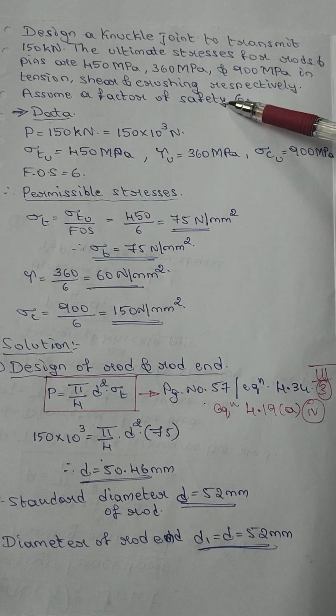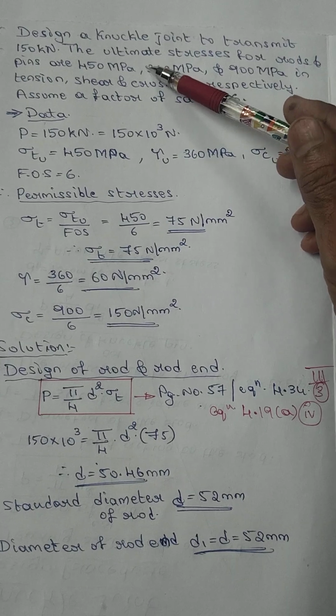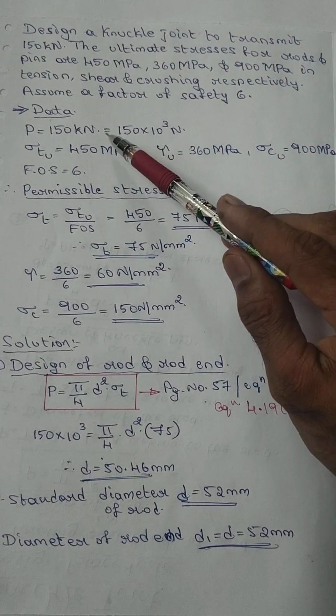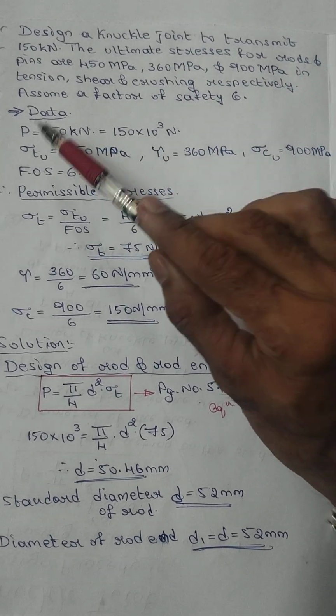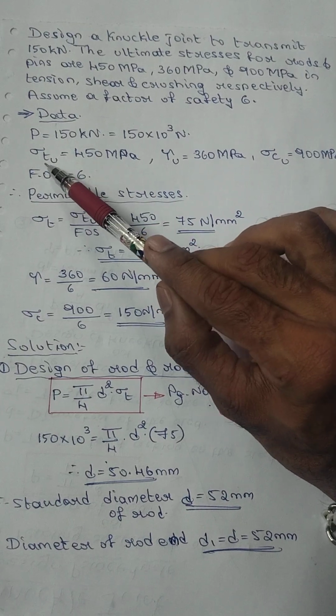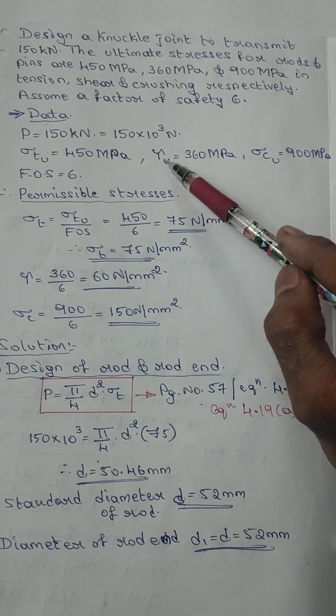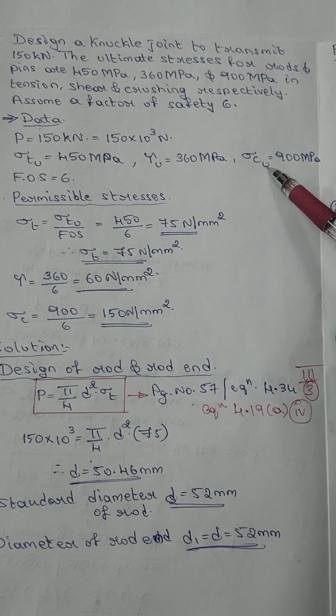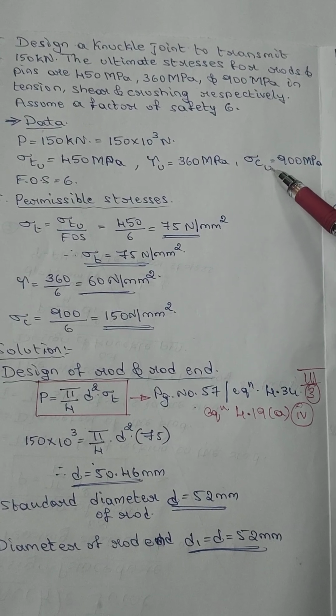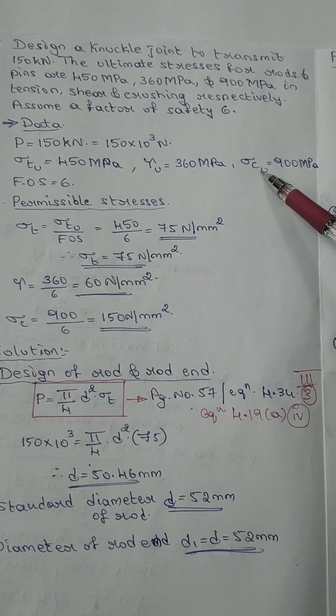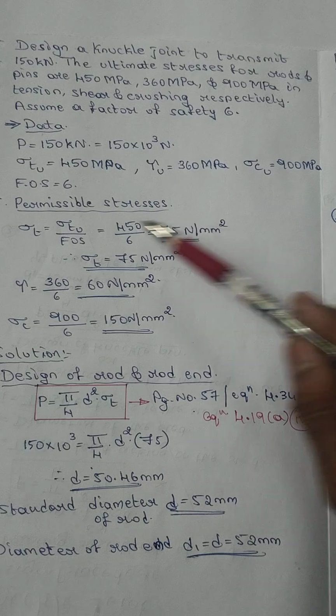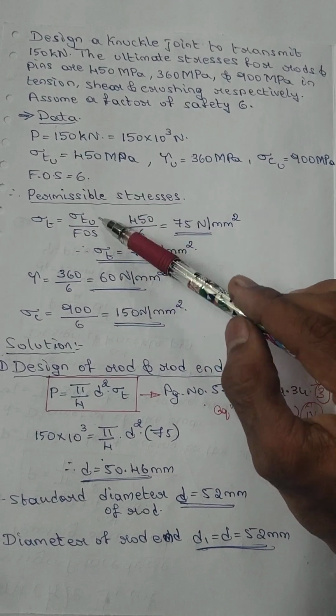So they have given the factor of safety and the yield or ultimate load. Initially we will note down the data. So this is ultimate tensile stress, ultimate shear, ultimate crushing. That's why I have used the U term here. If it is yield, you can use Y also, or U also. Fine. So factor of safety is 6.